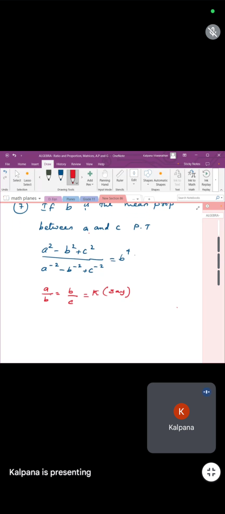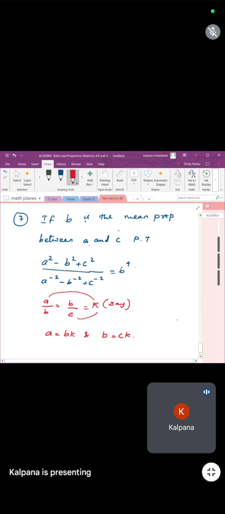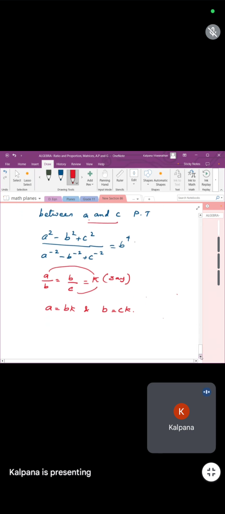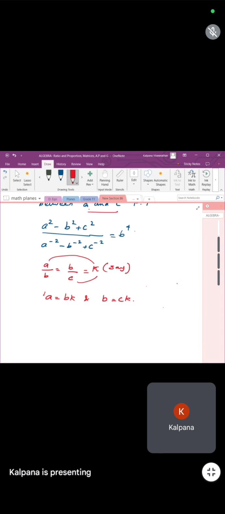So from this, equating each of your ratios to K, A is nothing but BK and B is nothing but CK. In the previous question, we solved one such question. There they had given us the condition B square is equal to something. Here they have not given any condition; they have given the condition in the form of a statement: it is the mean proportion between A and C. So that mean proportion we take and equate to K. So A is BK, B is CK.